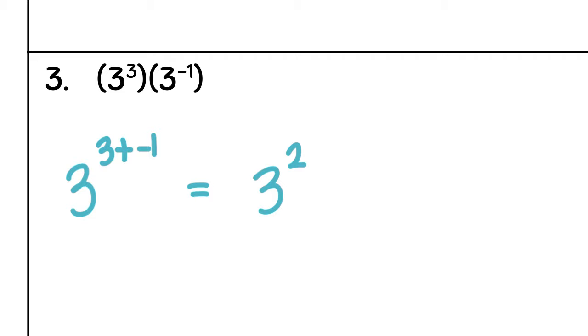This is 100% correct already, but I can simplify it even more. Because this is a number, I can type this in a calculator and get an actual numerical value for this. 3 to the 2nd power is the same thing as just saying 9. So our final answer here would be 9.